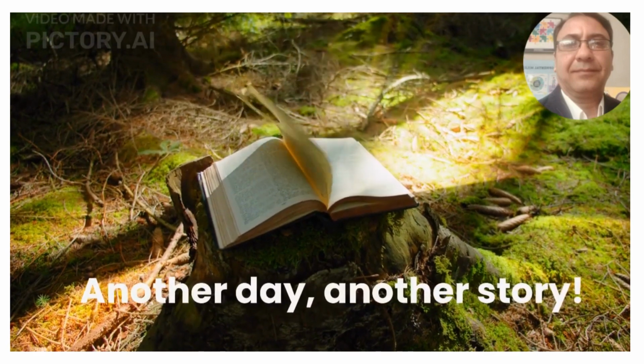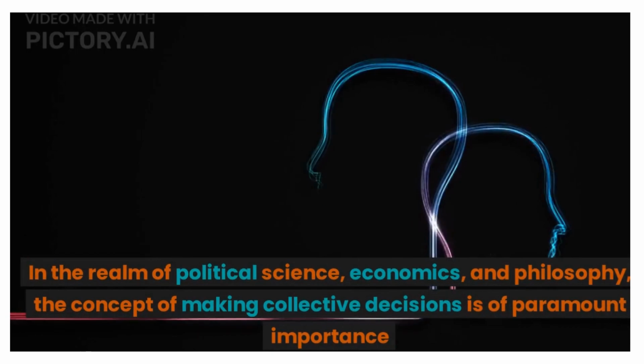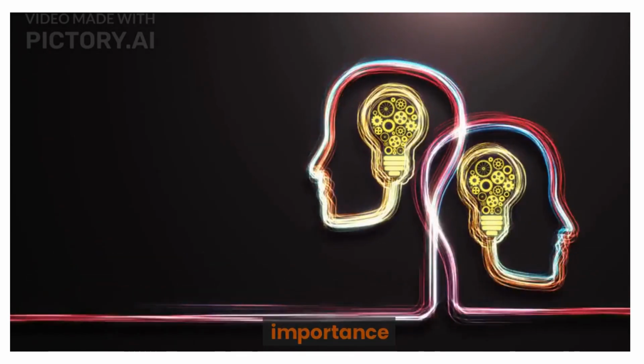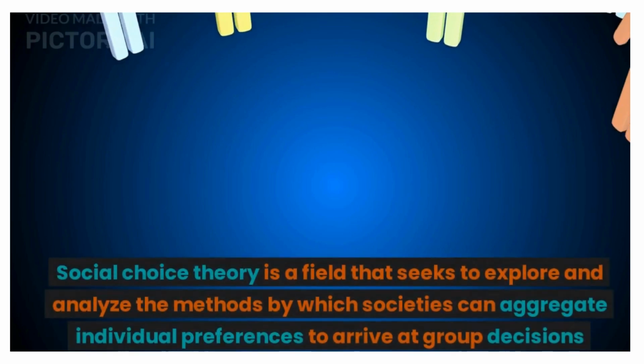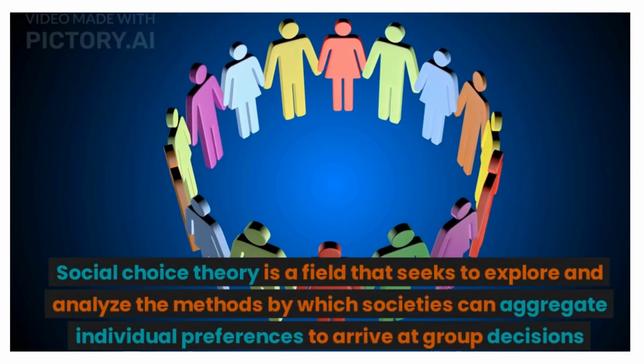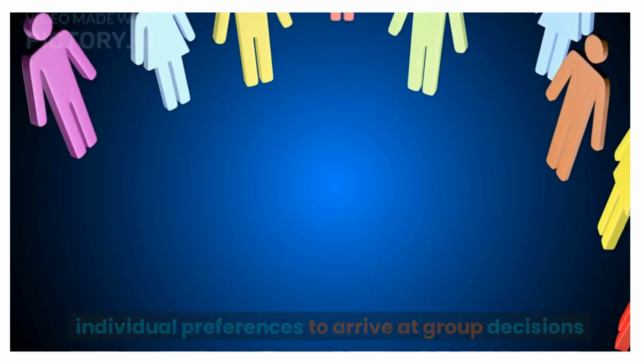In the realm of political science, economics, and philosophy, the concept of making collective decisions is of paramount importance. Social choice theory is a field that seeks to explore and analyze the methods by which societies can aggregate individual preferences to arrive at group decisions.